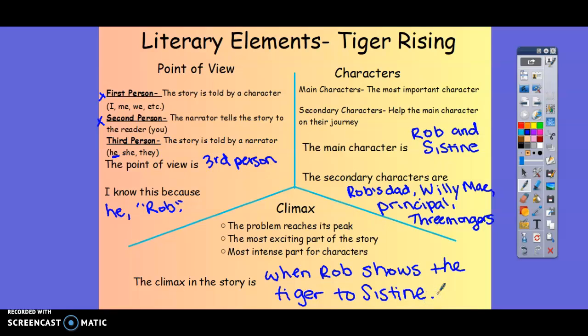So you'll notice I've written in all of my work, I have talked about each different thing. I've talked about my characters, my climax, my point of view. And I've done that all based on Tiger Rising. What you guys are going to do today is you're going to listen to the story, A Case of the Bad Stripes, or A Bad Case of Stripes, and you are going to be able to pull out the characters, the point of view, and the climax for that story.